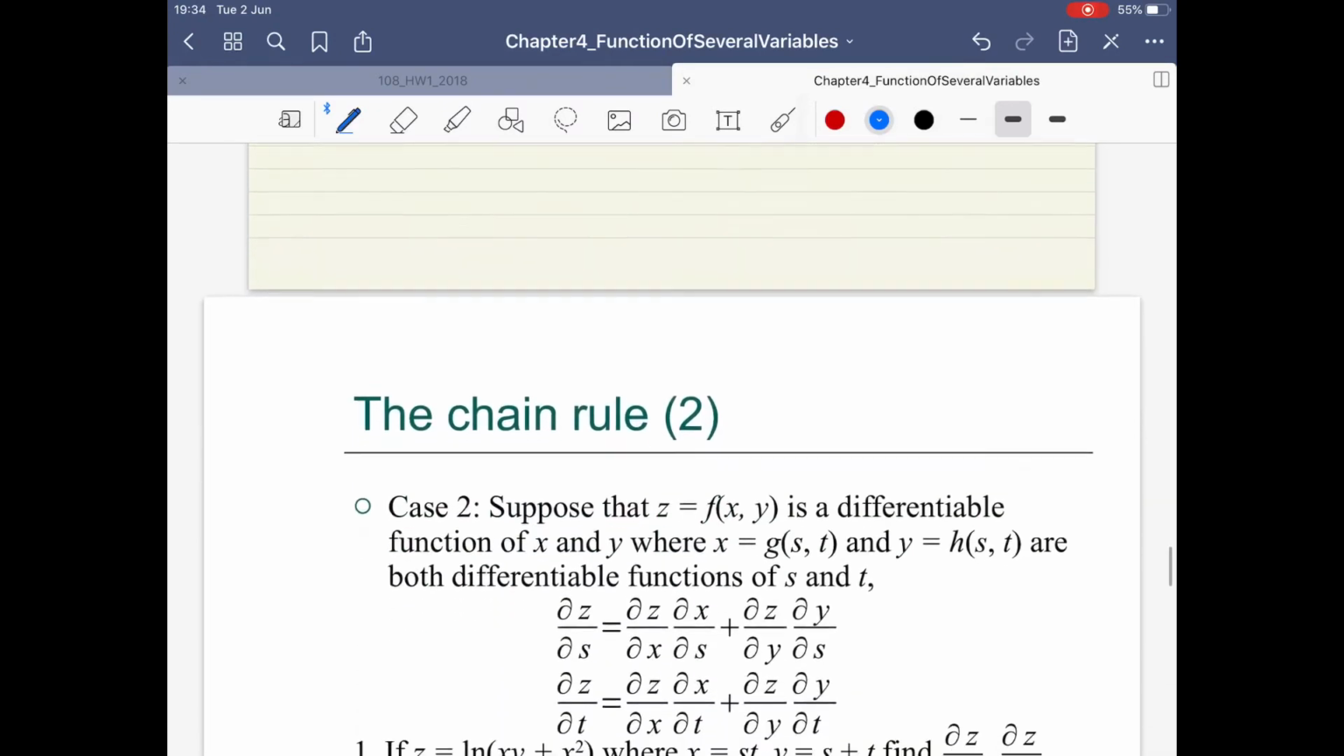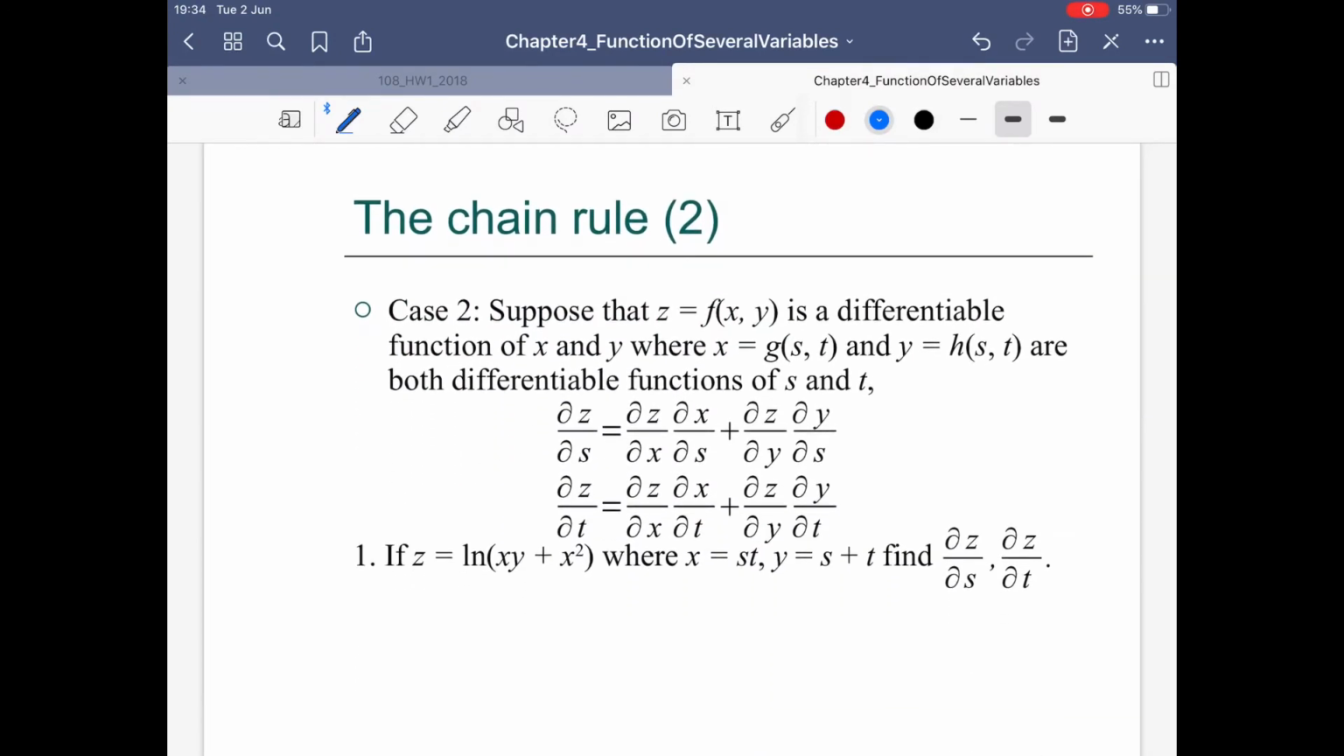Okay, so let's look at the second problem. The second problem is saying that your z is a function f which depends on x and y, and your x also depends on s and t, your y depends on s and t. Okay, so it means that if you need to draw a diagram, you got your z here, x and y, and then your x depends on s and t, your y also depends on s and t.